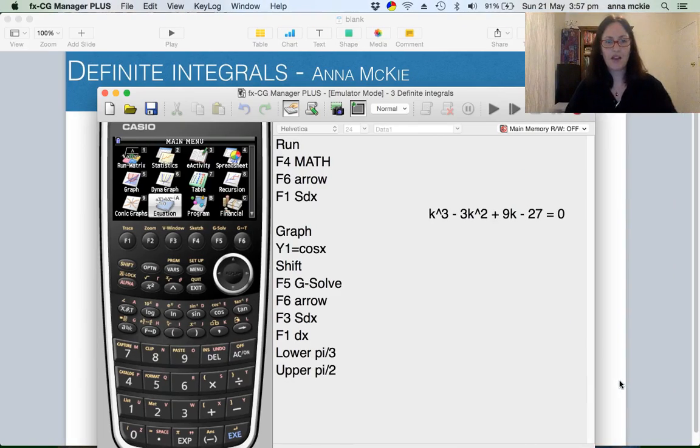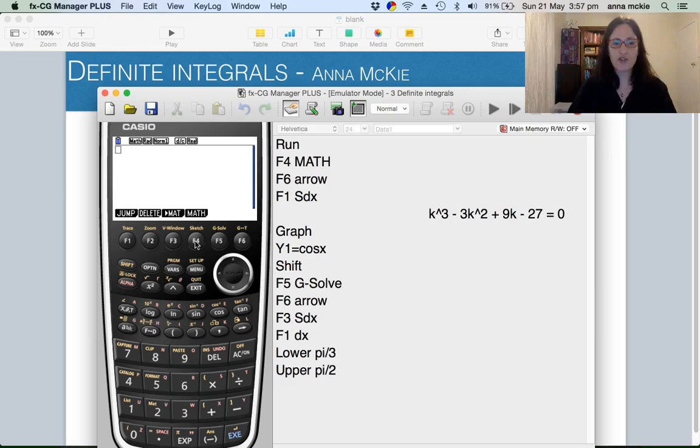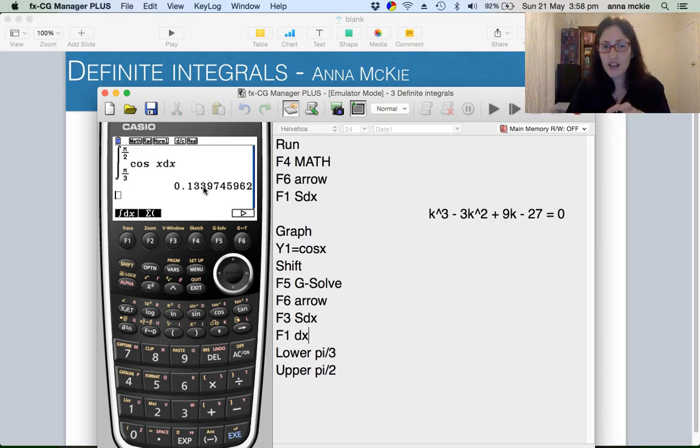And here we are. The instructions I've got here are how to do it in 2 ways. First of all, in the run mode. So menu 1. If we push F4 for math, arrow across F6, F1, that integral. We need to fill out that we're working out cos of x, arrow across gives you the lower number, and we want pi on 3. Shift pi on 3, arrow now gives you the top one, and we want pi on 2 here. Enter. 0.134. That's the number that we've got. So always check these in your run mode.